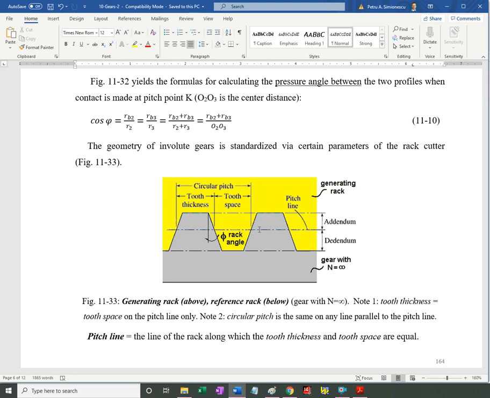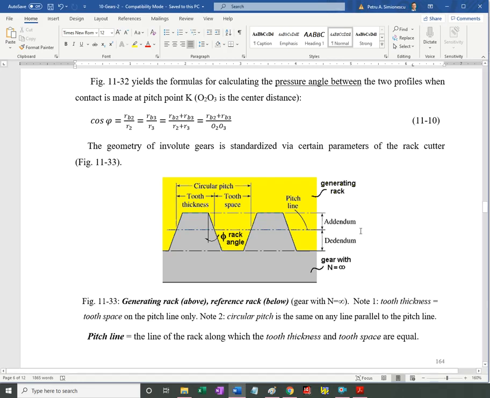But otherwise, there should be a correlation between the circular pitch and the diameter or radius of the pitch circle of the gear, in order for the last tooth to also be a complete tooth, not a truncated tooth. And I mentioned that the rack angle phi is the pressure angle, and this is it. It's standardized. 20 degrees is a standard value, and other values that you may see are 25 and 14 and a half.